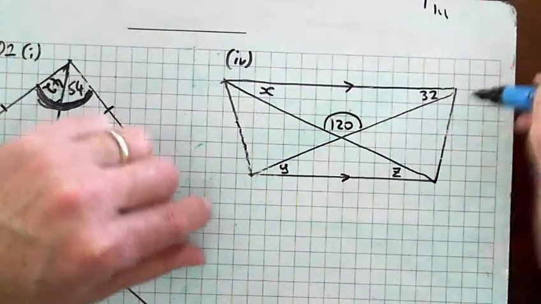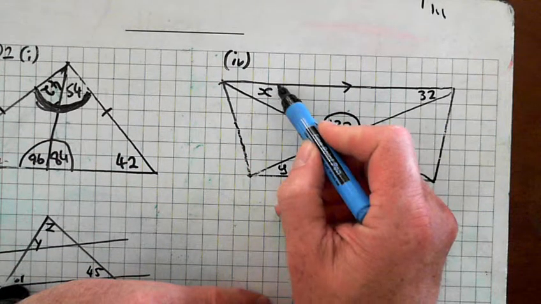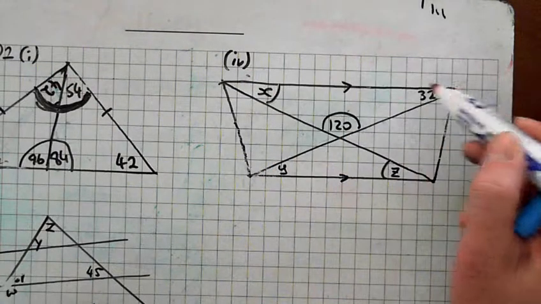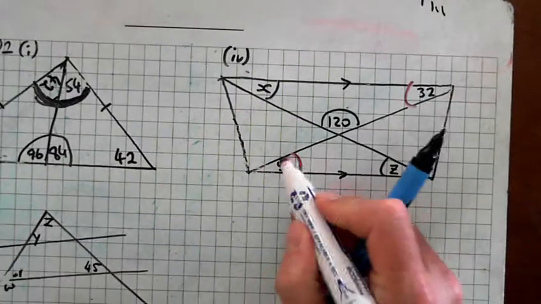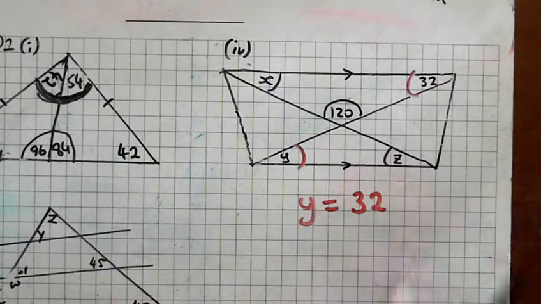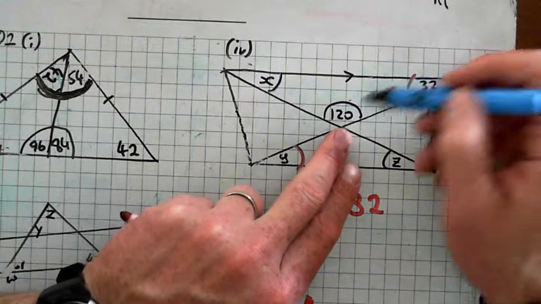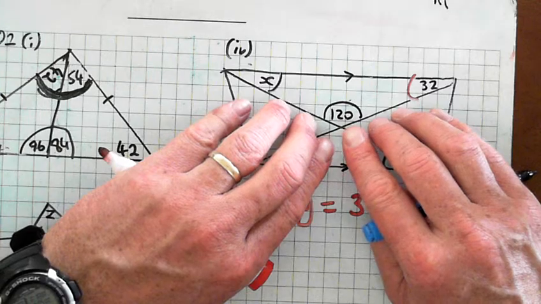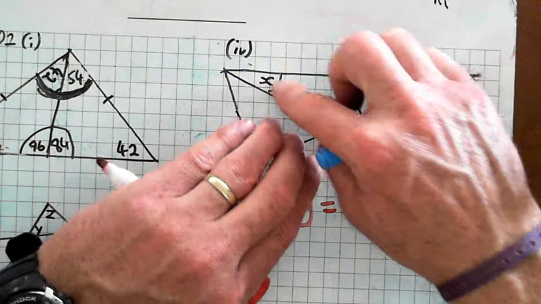Two parallel lines. There's a Z shape coming down here. So X is equal to Z, isn't it? Yeah. And there's another Z shape coming over here. So 32 is equal to Y, isn't it? So Y is equal to 32. Okay, so we have that. So we can look at the top. So we have 32, this triangle up here. So we have 32 plus 120 is 152. And take that away from 180? 28. So X is 28.